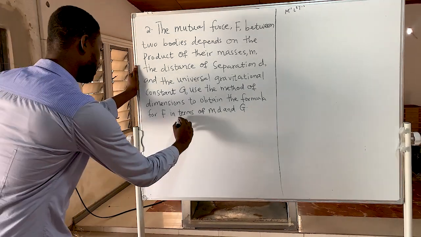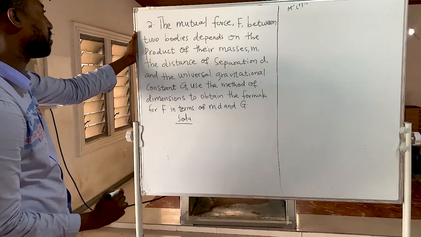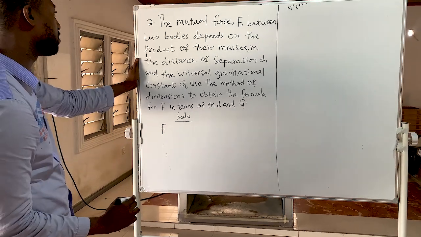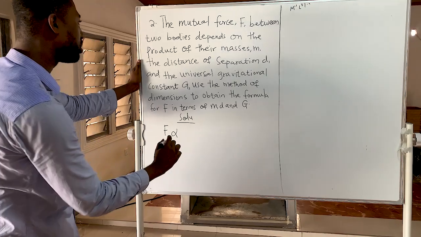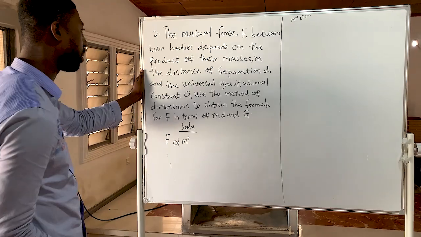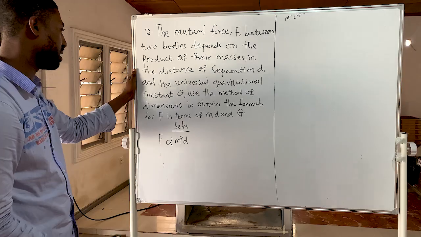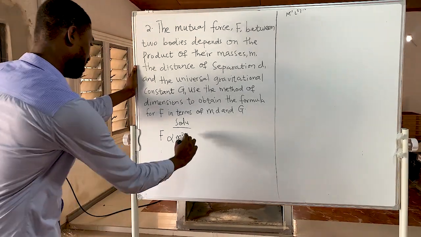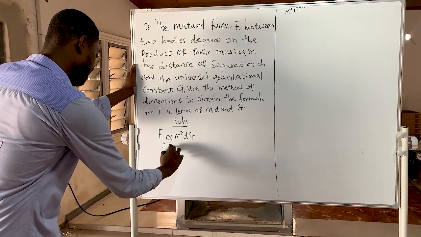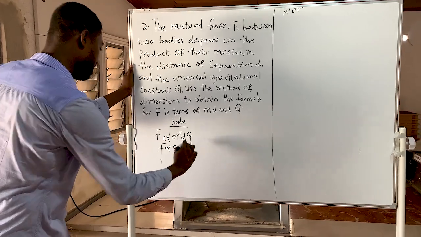So let's solve this question. So here, the mutual force, which is F, depends on, so the depending variables are the product of their masses. So I'm going to have m raised to the power 2, distance of separation d, and the gravitational constant G. Remember, this can further be written as F is directly proportional to G m squared d.